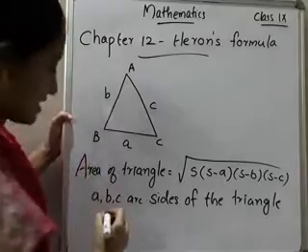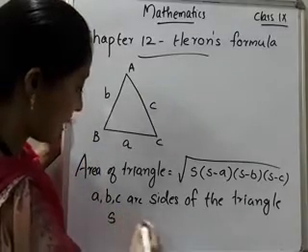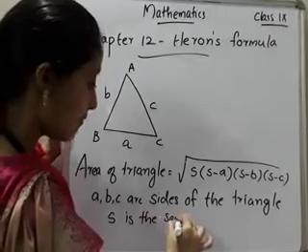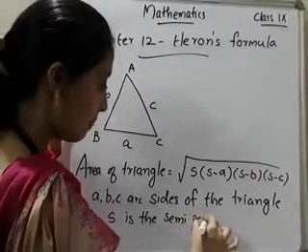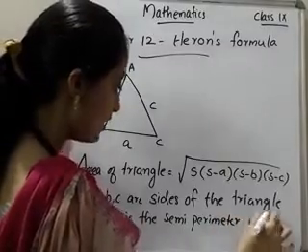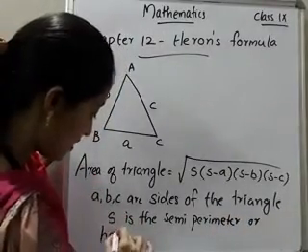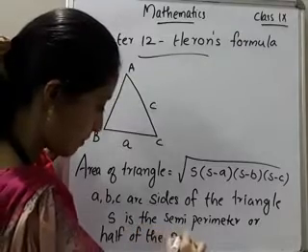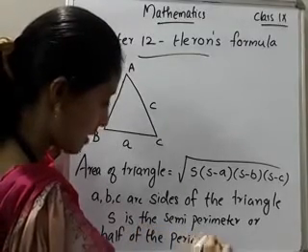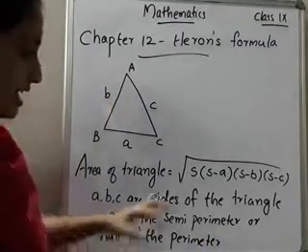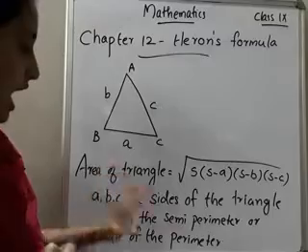What is that? S is the semi-perimeter, or half of the perimeter. Okay, that is, S is the semi-perimeter or half of the perimeter.